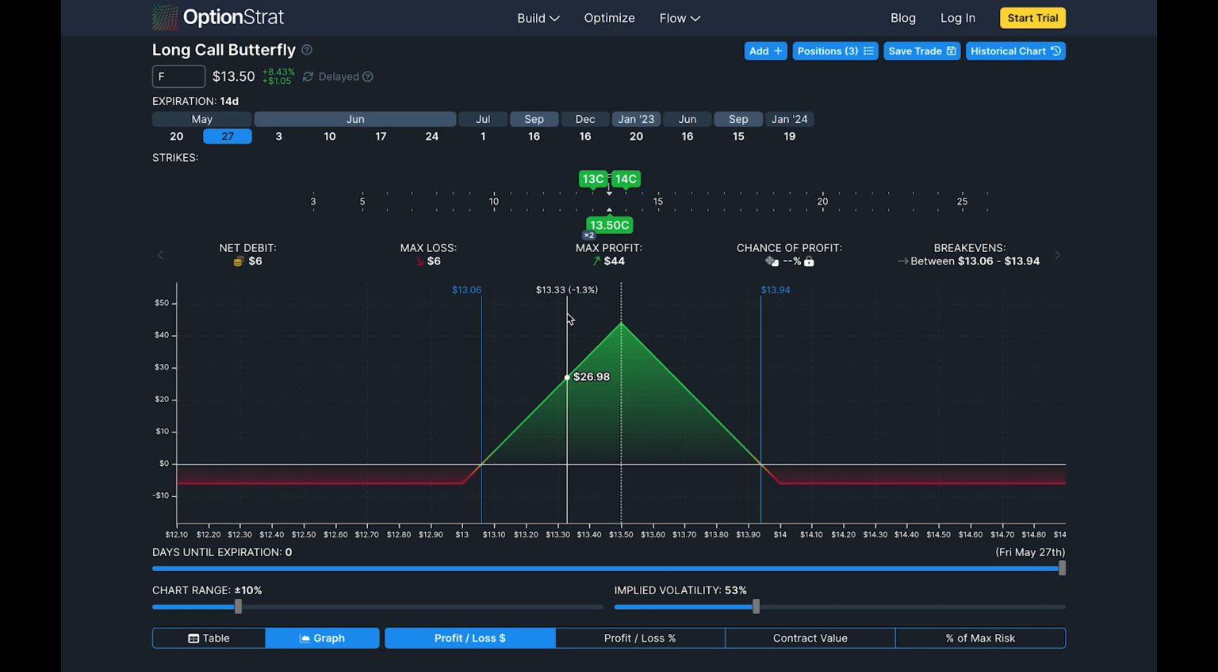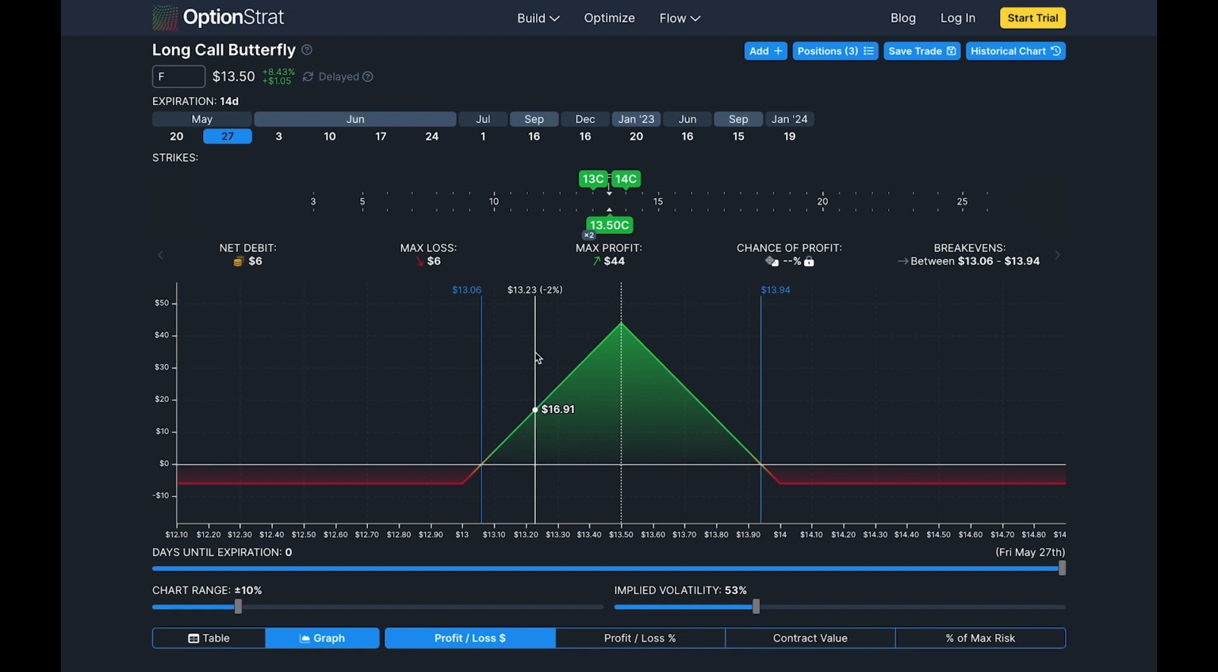So trying to determine exactly where the stock is going to close at an expiration is nearly impossible. But again, this is only showing the potential profit. You don't have to be exactly right. You can be anywhere within this range in order to make your profit. And even if you're not correct, all you're losing is this, $6 in this example. So risking $6 to make $44, I would say that's pretty good.